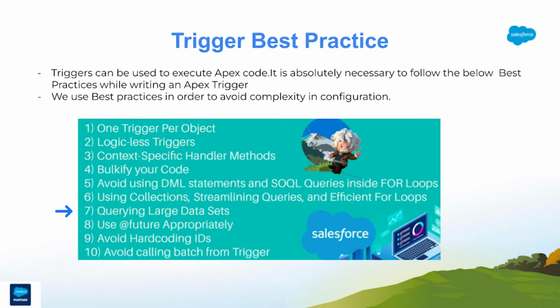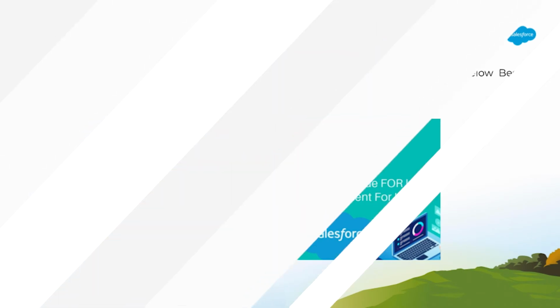Number 7, querying large datasets. A total of 50,000 records can be returned by SOQL queries in a single request. If returning a high number of records exceeds your heap limit, you must utilize a SOQL query for loop instead. Through the use of internal calls to query and queryMore, it can process numerous batches of records.